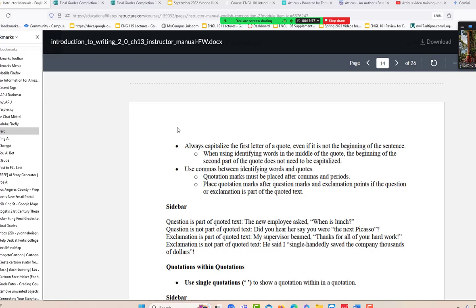Always capitalize the first letter of a quote, even if it is not at the beginning of the sentence. When using identifying words in the middle of the sentence, the beginning of the second part of the quote does not need to be capitalized. Use commas between identifying words and quotes. Quotation marks must be placed after commas and periods. Place quotation marks after question marks and exclamation points if the question or exclamation is part of the quoted text.